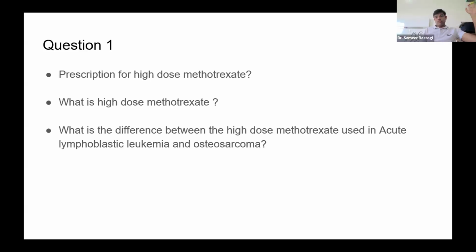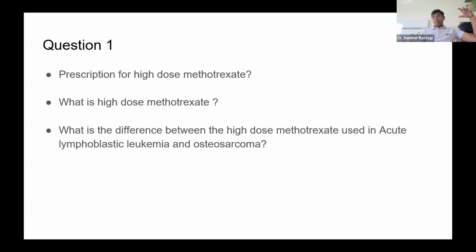What should be the methotrexate level at 4 hours? Sir, we do it at 24 hours. No. What should be the methotrexate level at 4 hours? It should be more than 1000. So the therapeutic level is 1000 micromole per liter. That's why in osteosarcoma you want peak level, and in ALL you don't want peak level.